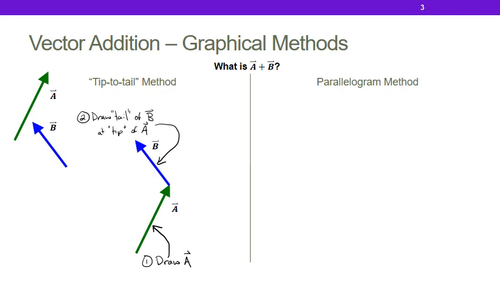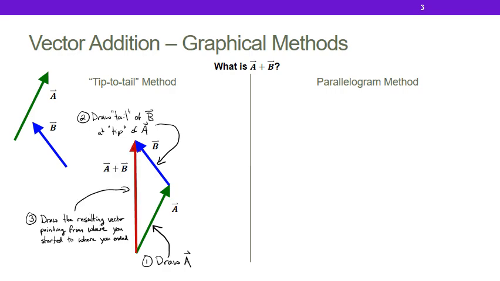And then I go back to where I started. I started at the tail of A, and I want to end at the tip of B. So from the tail of A to the tip of B, I draw my vector A plus B, and that's my result. So you always draw your vector from where you started at the beginning of A to where you ended at the end of B. And that's the tip to tail method.